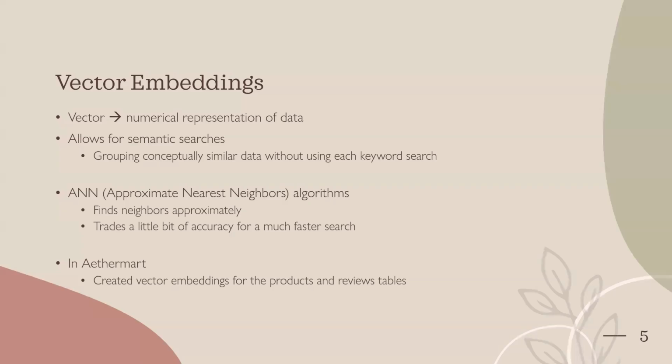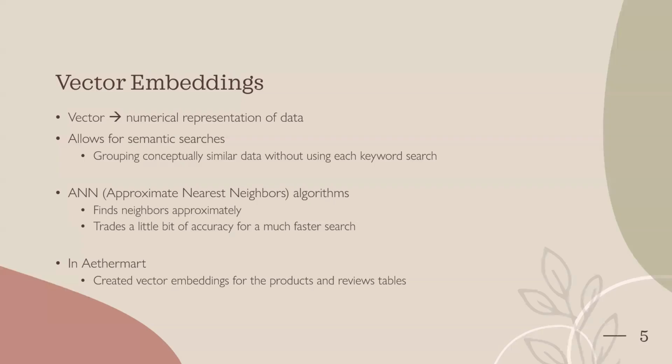So now I'm going to walk through my process of creating vector embeddings. A vector embedding is a numerical representation of data in a multidimensional space, and it's really useful because it can convert objects like text, images, or audio into an array of numbers that can be compared to others for similarity. And this allows for semantic searches, which is basically being able to compare conceptually similar items without having to search for exact keyword matches, which might not be as accurate.